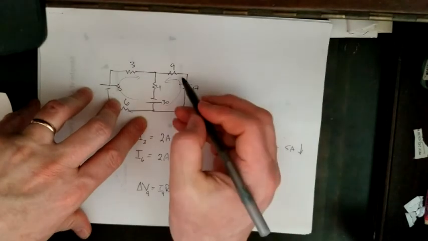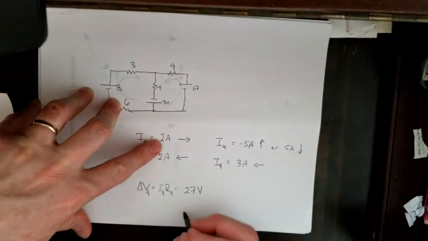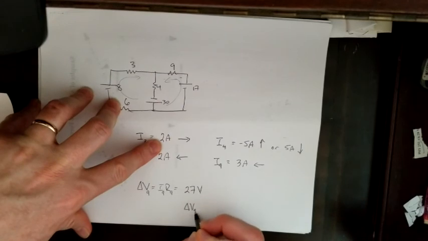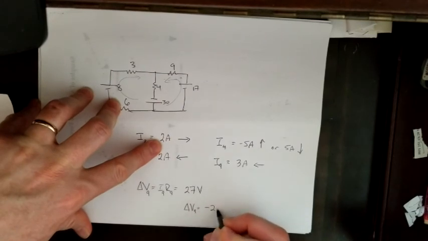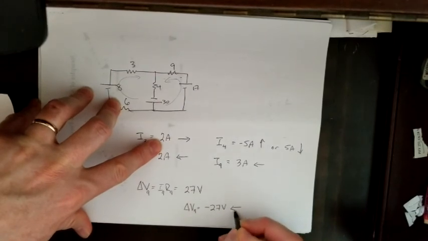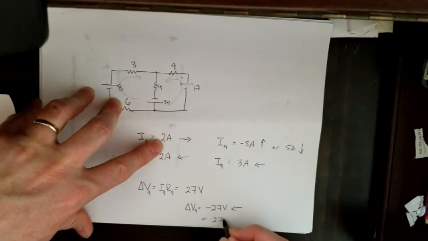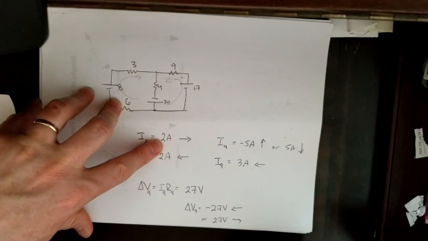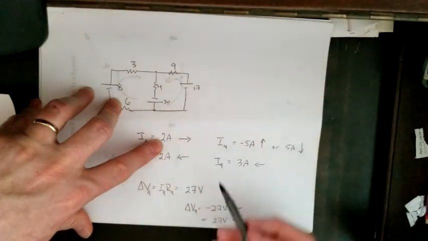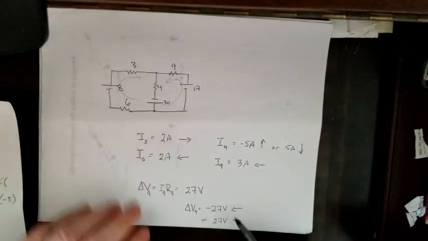The error where most students make their mistake on this one is knowing whether it's positive or negative. Recognize if I'm going with the current, I'm losing. So the potential drop across the 9 ohm resistor is -27 volts to the left in the direction of current, or +27 volts if I'm going to the right. But if I'm going with the current, I lose potential. One or the other.